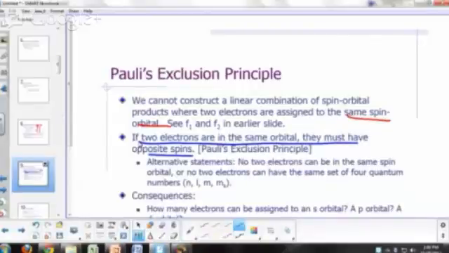Another way this could be phrased, and you've seen this in your freshman chemistry, is that no 2 electrons can have the same set of 4 quantum numbers. In other words, when we specify quantum numbers n, l, and m, we are specifying the orbital that we are assigning the electron to, right? And by specifying m sub s, we're specifying the orbital and the spin. Or we say we're specifying the spin orbital for the electron.